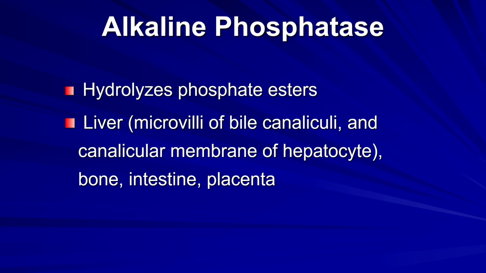We come now to the alkaline phosphatase, another liver enzyme. The alkaline phosphatase hydrolyzes phosphate esters. I don't require that you remember what the alkaline phosphatase does. It is present in the liver, in the microvilli of bile canaliculi, and on the canalicular membrane of hepatocytes. It is also present in non-hepatic tissues such as bone, intestine, and the placenta.